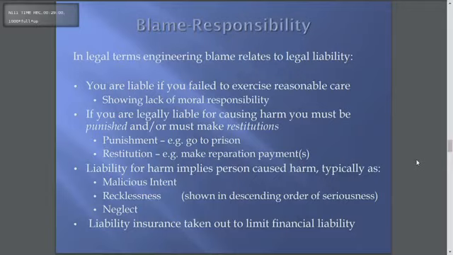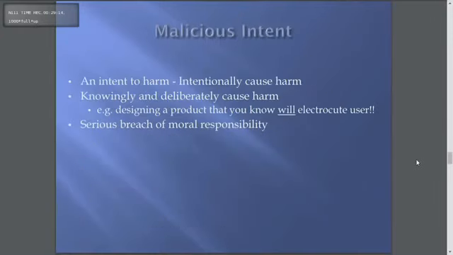Now, there are three levels of blame responsibility. Firstly, there's malicious intent, recklessness, and neglect. Let me give you an example. Malicious intent, I think we gave a good example in the U8 lecture theater on Monday. Malicious intent means you deliberately, as the engineer, designed or did something to make sure the project failed.